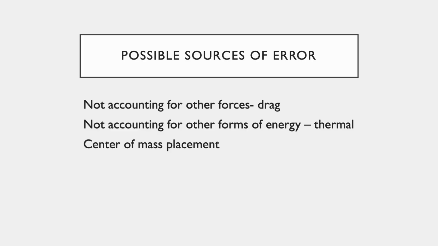Possible sources of error are not accounting for other forces such as drag and not accounting for other forms of energy such as thermal energy. We said that there was 0 work done in the surroundings, but we could have not accounted for certain forces. We could have also made an error in the center of mass placement in tracker.